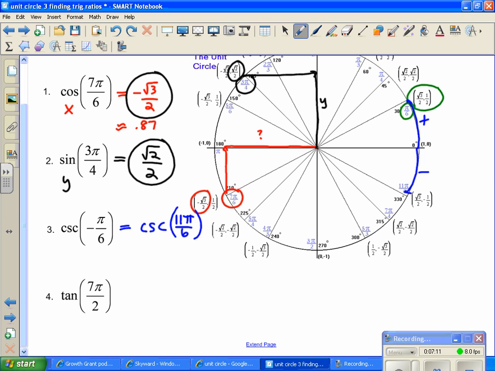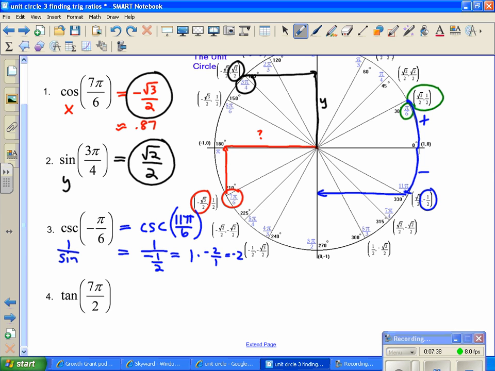Okay, now you need to remember that cosecant is the reciprocal of sine. So if we know what the sine value is at negative pi over 6 or 11 pi over 6, and we remember that that sine value is the y value, okay, we just need to take the reciprocal. We're going to end up with 1 divided by negative 1/2, which is equal to 1 times negative 2 over 1, which makes negative 2.